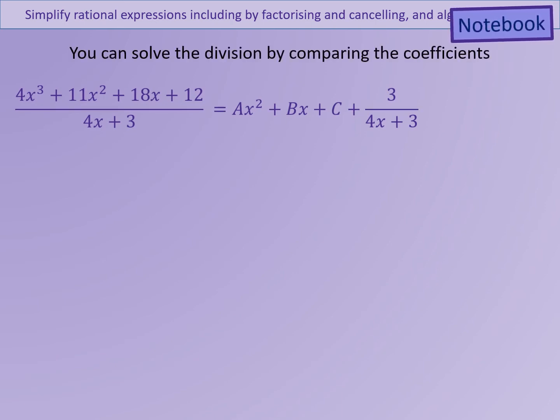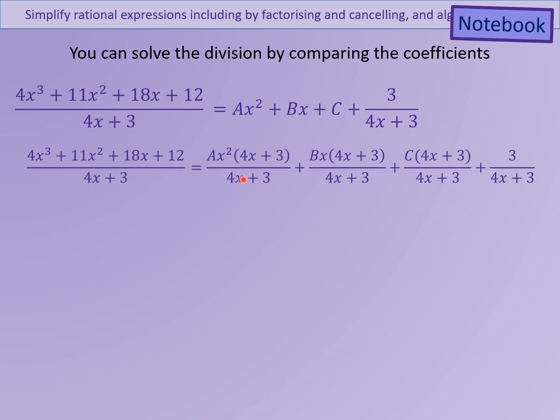So we're going to have a look at solving the division by comparing coefficients, because you could have this written down as 4x cubed plus 11x squared plus 18x plus 12 divided by 4x plus 3. Okay, we've just written it in that way. So how do we work out what the A value is, the B value, the C value, these constants at the front, these coefficients? Okay, so the first thing I'm going to do is just get a common denominator throughout.